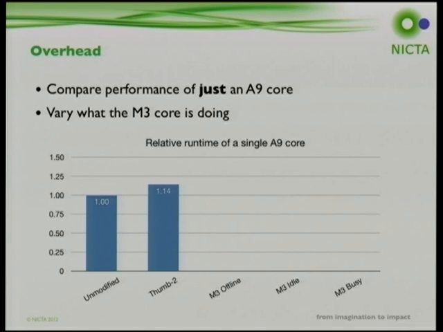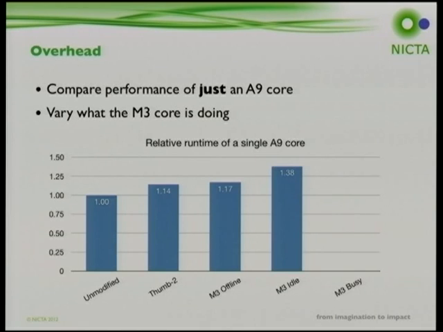This introduced a 14% overhead, which is a fair amount higher than we expected. ARM says that Thumb2 should be 95% as fast as ARM. Well, it wasn't. Next, this is Linux with all our changes, but with the M3 offline. There's only 3% overhead with the extra levels of abstraction we put in. And then when we put the M3 online, we get another 20%.